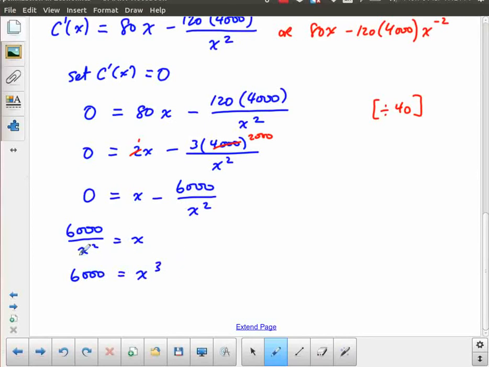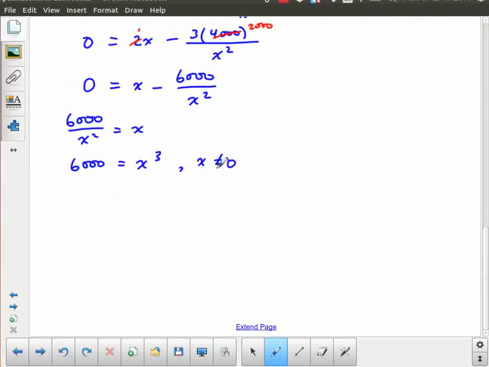We've had this x in the denominator the whole time, so we've always known that x was not allowed to be equal to 0. But now that I've cross multiplied it through, it's a good idea to make note of the fact that x cannot be 0, because at this point I've lost that information. So I make a deliberate note as I'm doing my work to say that x cannot be equal to 0, and x in fact turns out to be equal to the cube root of 6000.